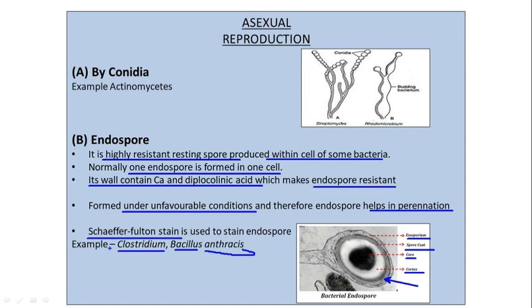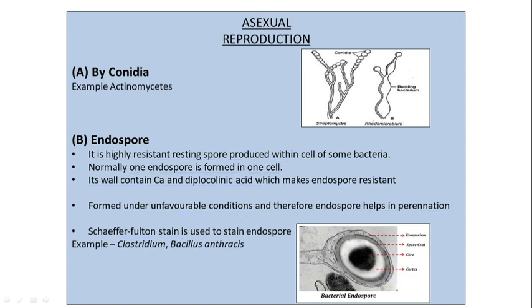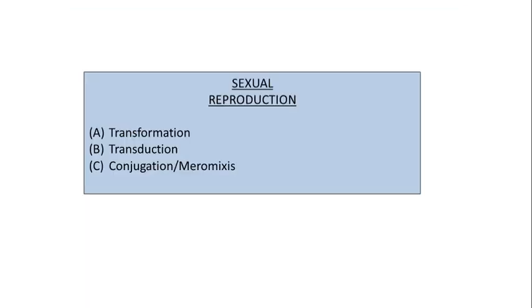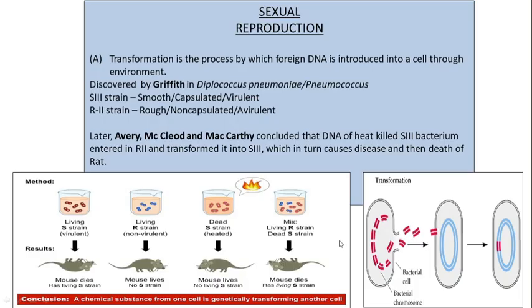The next kind of reproduction is sexual. Sexual reproduction is of different types in bacteria. First, transformation, second, transduction and third, conjugation. So let us see the first, that means transformation.